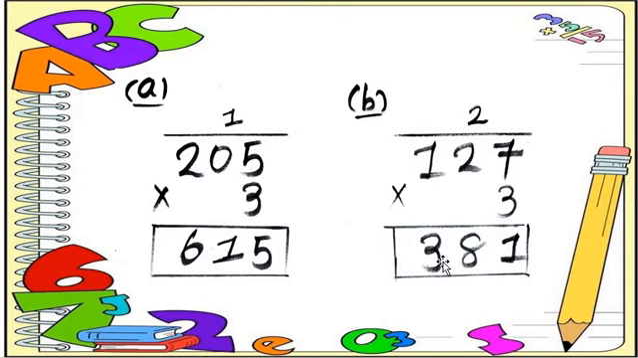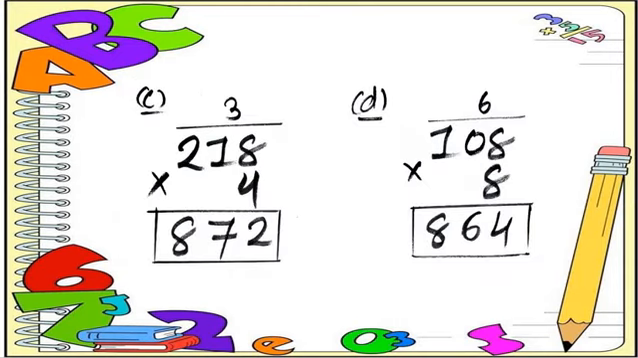I hope you all have understood well. Again and again I am telling you, all students, we have to write this in our book. Now this is question number C and D. Let's check question number C and D. So first of all, we do question number C.